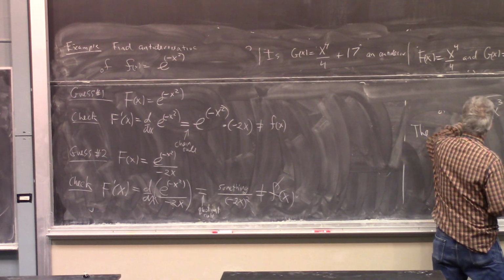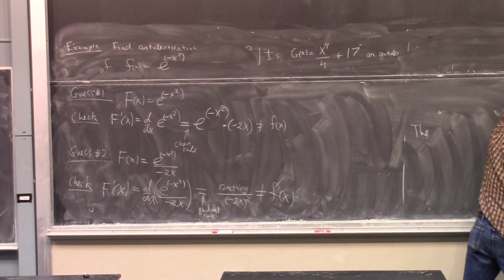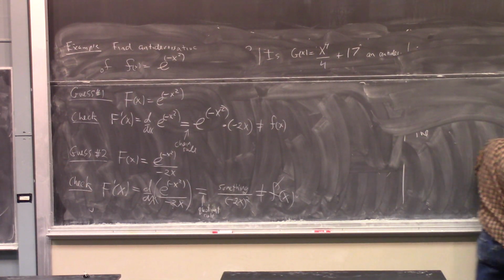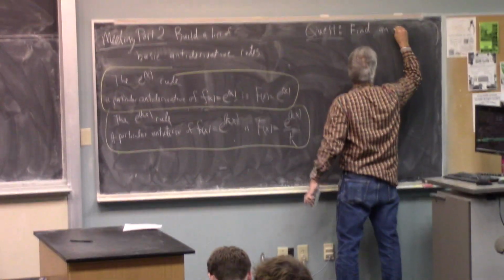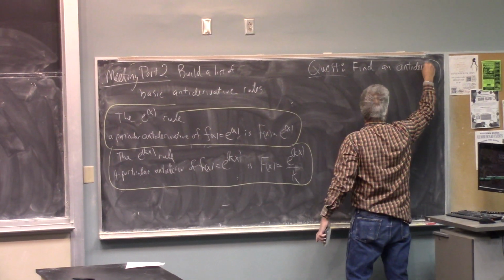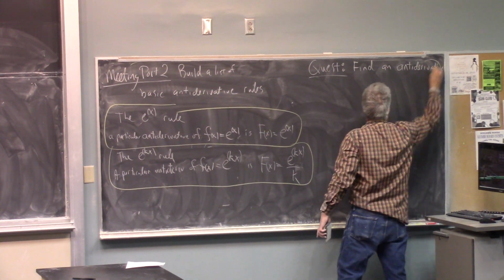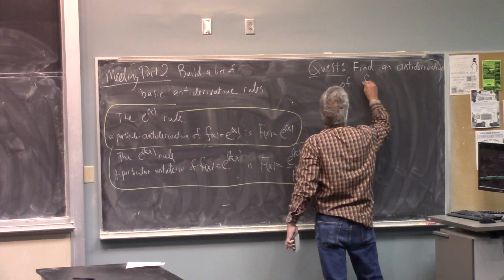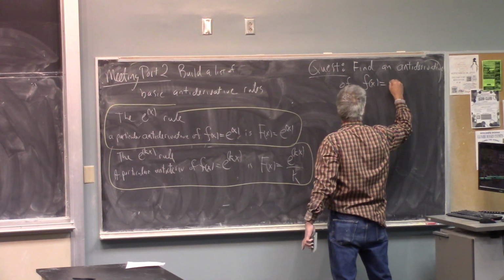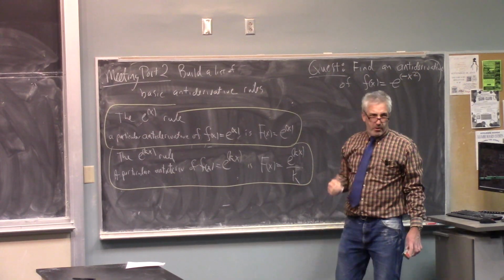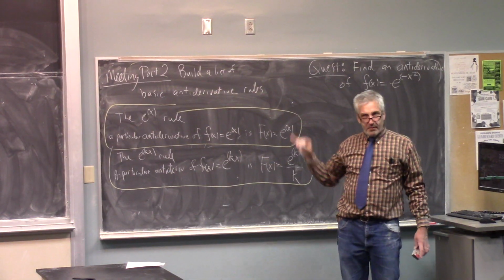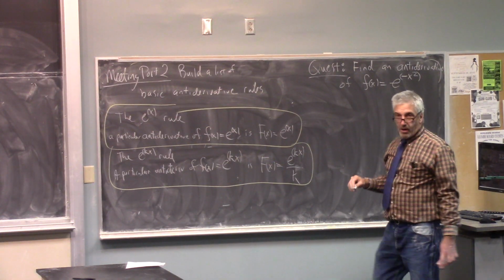Let's go on from here. Let's put this over here. Quest. Find an antiderivative of little f of x equals e to the minus x squared. I want to put this way over here in the corner. You just keep writing down your page, but I want to put this over here because I want to leave it here.